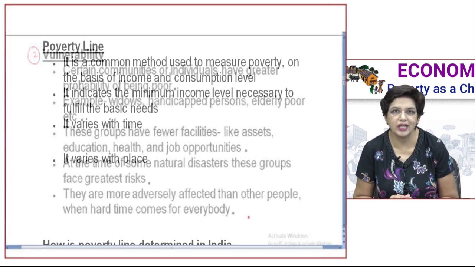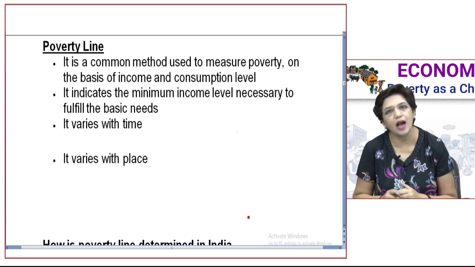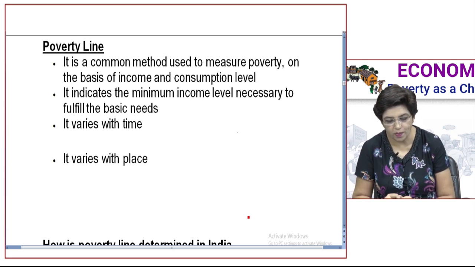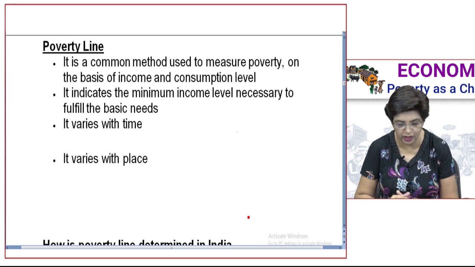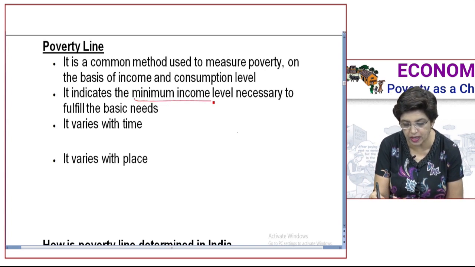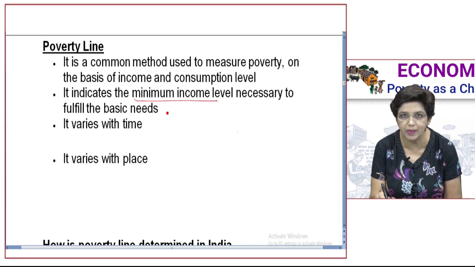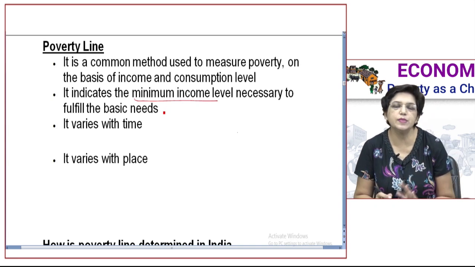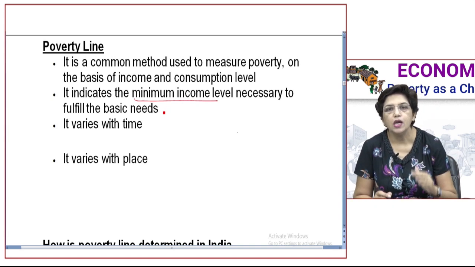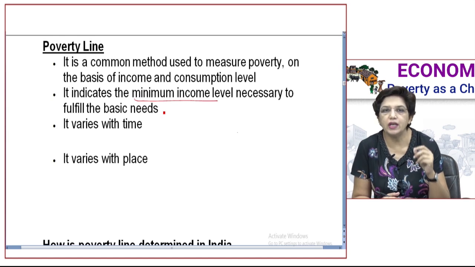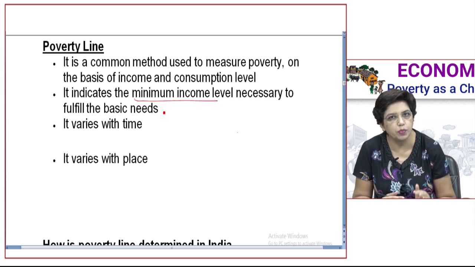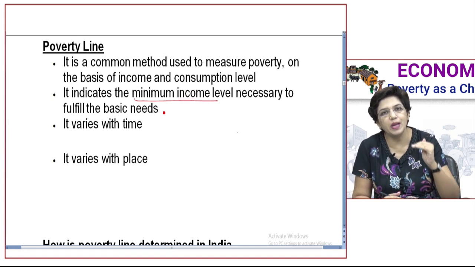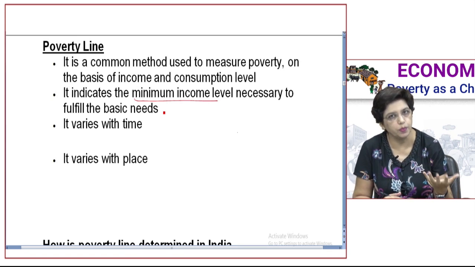Next topic is the poverty line. What is the poverty line and how is it measured? It is a common method used to measure poverty on the basis of income and consumption level. It indicates the minimum income level necessary to fulfill the basic needs. So the poverty line is basically an imaginary line. Those people who have income above this income level are not considered poor. But those who are living below this income level are considered poor.